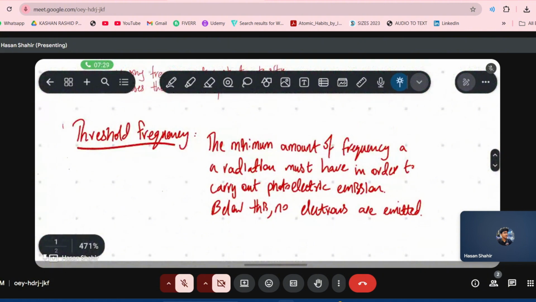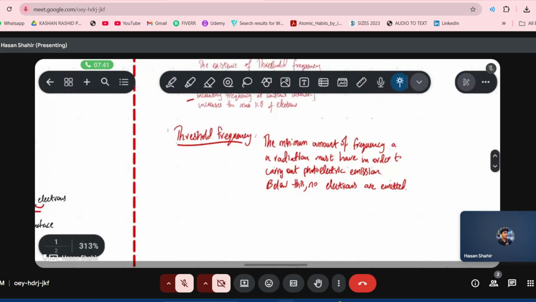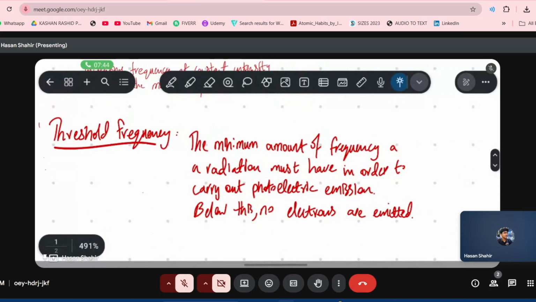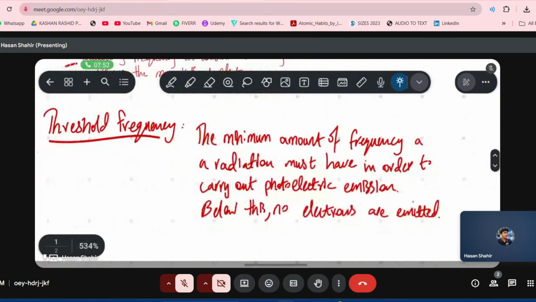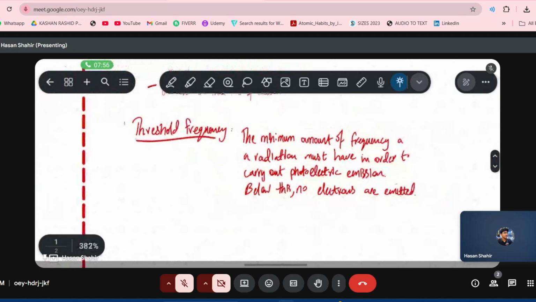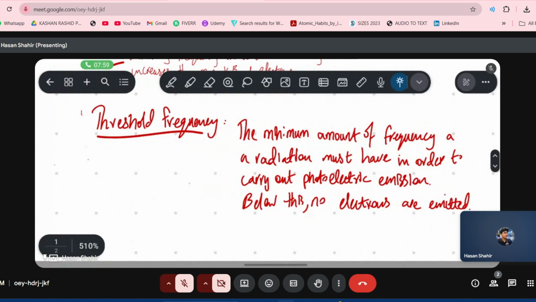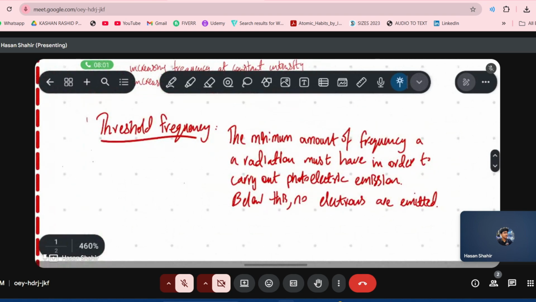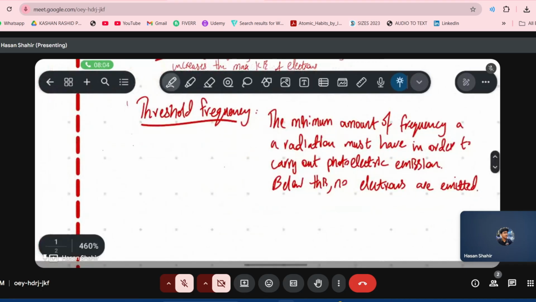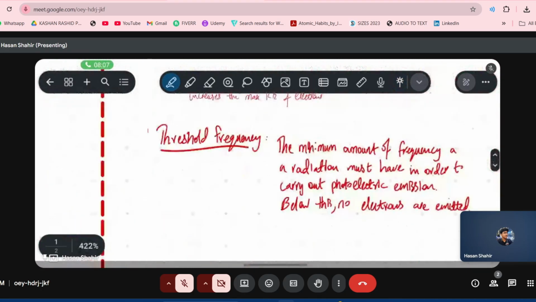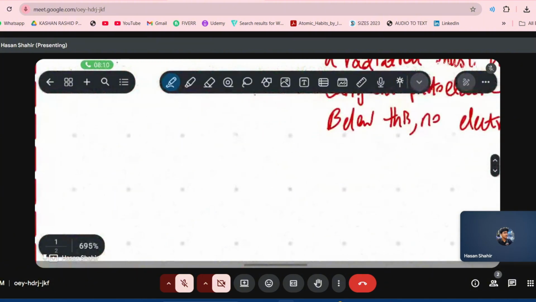What is our threshold frequency? Our threshold frequency is the minimum frequency a radiation must have in order to carry out photoelectric emission. Below this, no electrons are emitted. So basically, there is a minimum frequency a radiation must have in order for an electron to get into an excited state and leave the metal surface. Below this frequency, no electron can be emitted, hence photoelectric emission can't be carried out. All right. Now we have another key term, which is the work function energy.